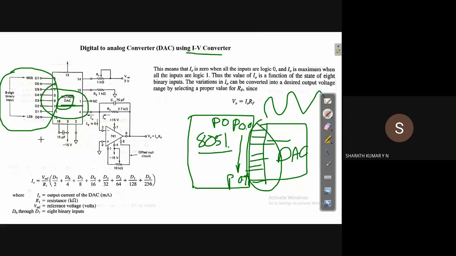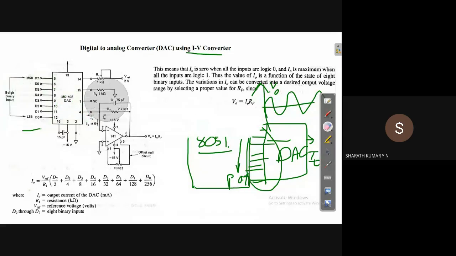The output of this digital to analog converter is analog, that is, in the form of a current. This current should be converted into voltage because for measurement purposes, for example, if you want to measure an unknown voltage, we need voltmeters or multimeters. So the signal should be in the form of a voltage. So convert current into voltage using an I to V converter, current to voltage converter.